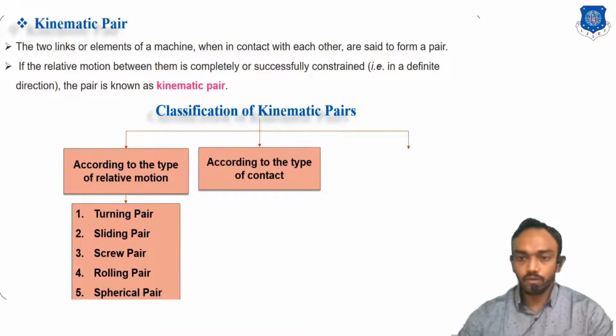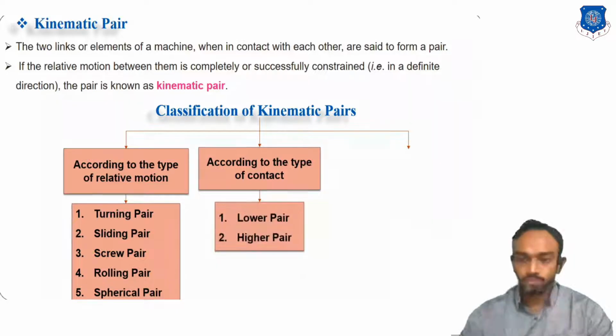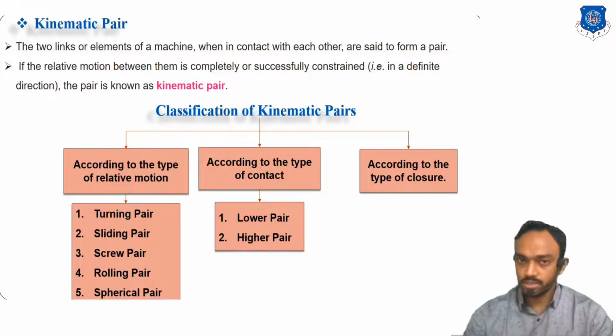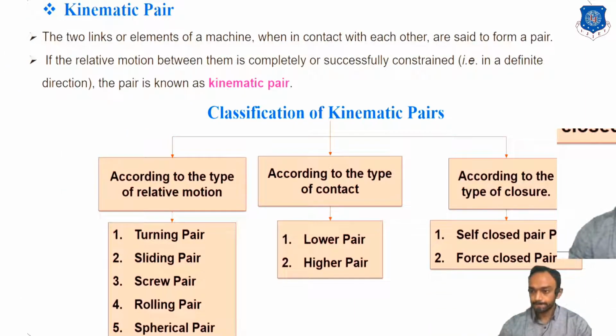The second criteria for the classification is according to the type of contact. Which type of contact is between the two links? First is a lower pair and second is a higher pair. The third and last criteria for the classification is according to the type of closure. Two links are in contact with each other, but how do they have the contact, by which type of force or else? So first is self closed and second is force closed.